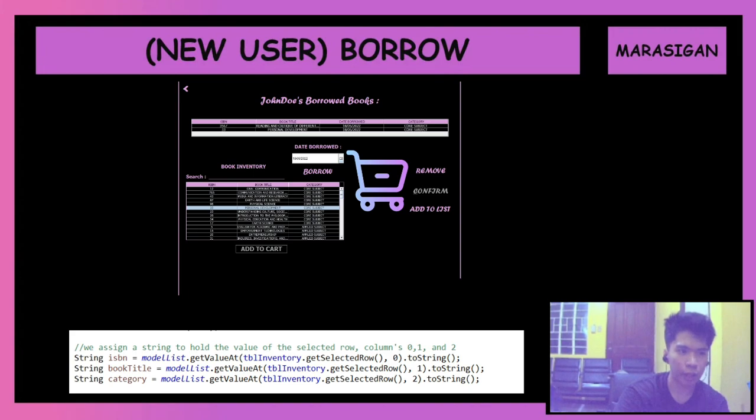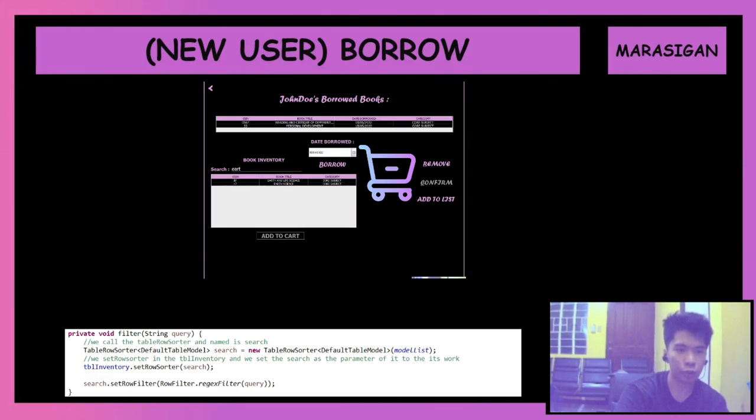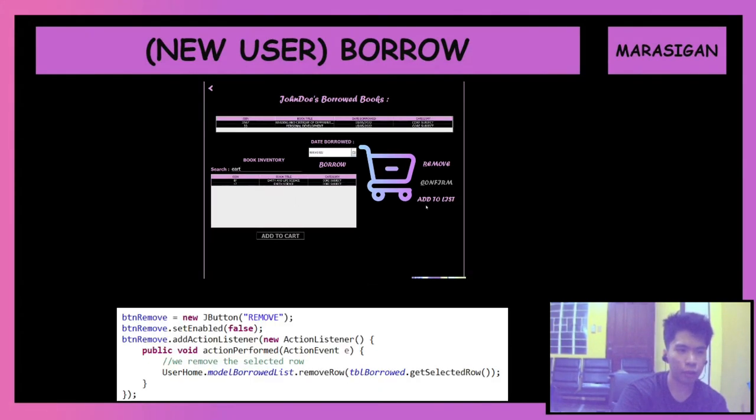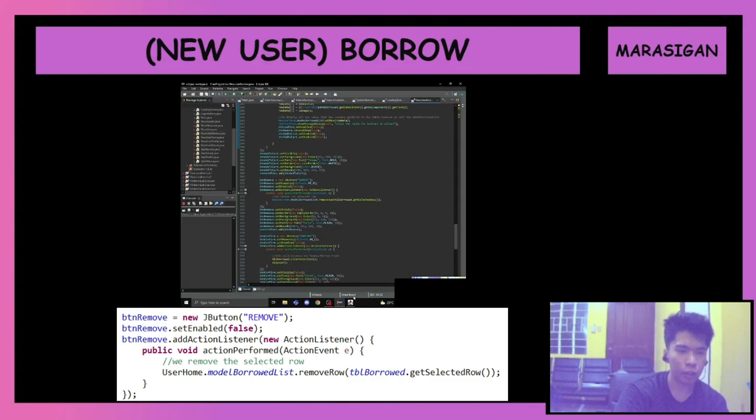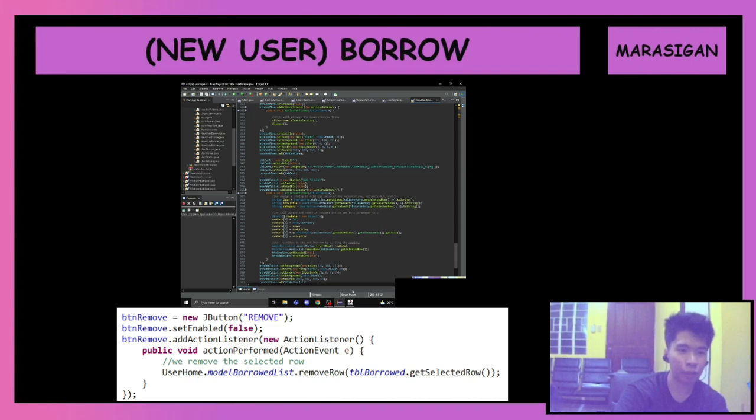And see the search, you can actually filter the names of the books, so earth and science. So here we got two. See this remove? If you click this and click remove, the book we clicked will be removed. That's all. Thank you.